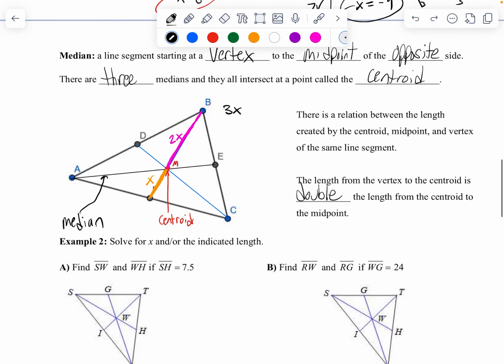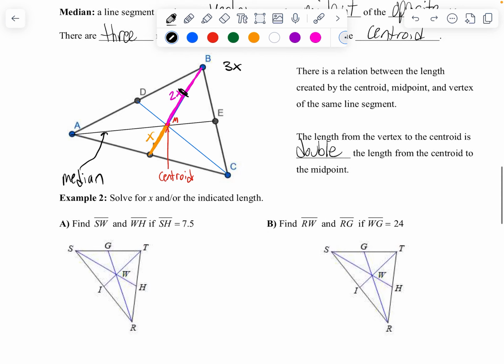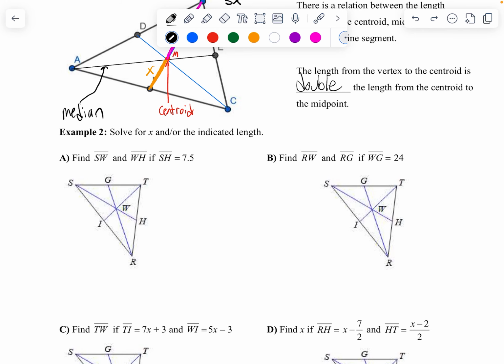Okay, so if you have the entire length, you can slice it up into thirds, right? That would be a third. So 1/3, 2/3, 3/3 kind of a thing. But you'll always have 1/3 here and 2/3 there. And that will always be true when you have medians with the centroid. All right, so let's use that to find some information down below.